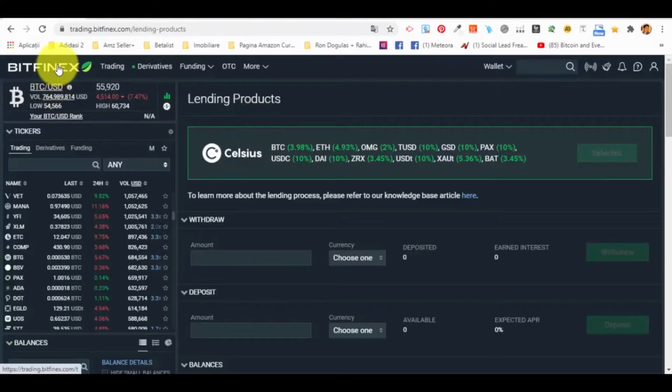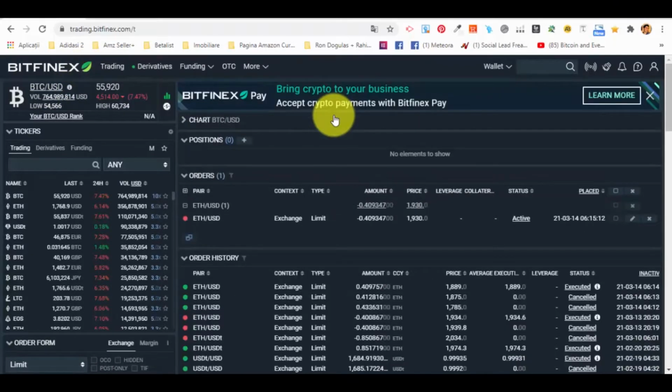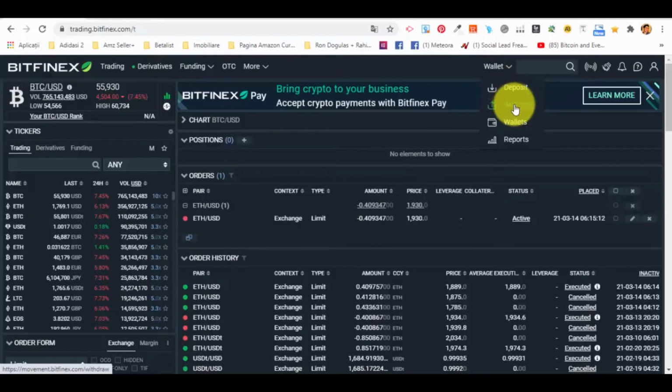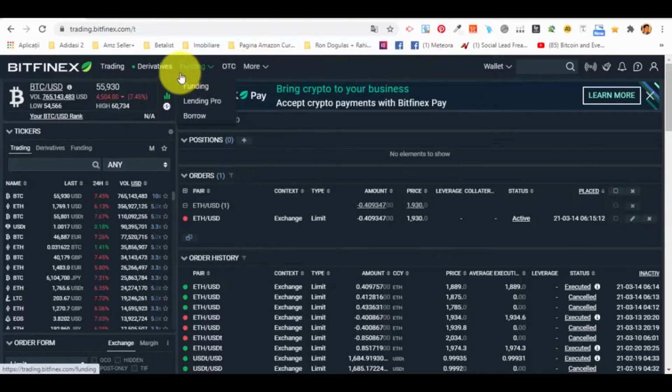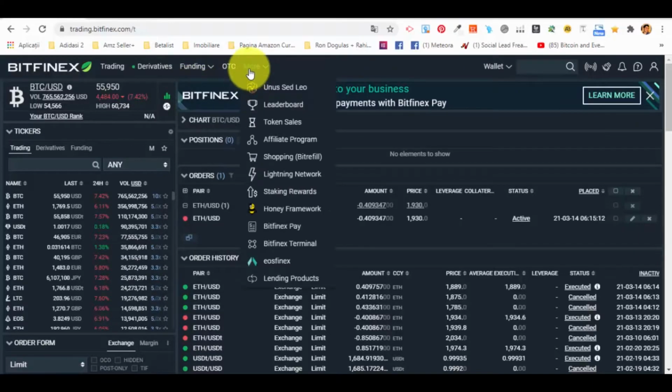So the first platform we are going to check out is Bitfinex, and you already know how it looks when you have logged into your dashboard. This is the main dashboard, a lot of numbers here. And we have the wallet where you can deposit, withdraw, wallet reports. This is not so important, but on the left side, we have the funding, which has funding and lending pro. And in the more section, if we scroll down in the menu, we are going to see the lending products.